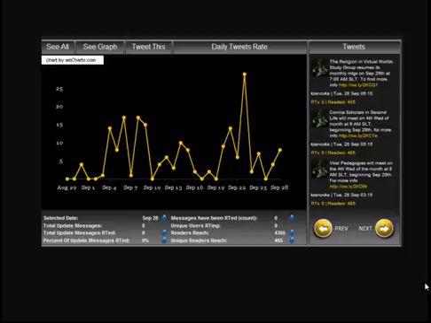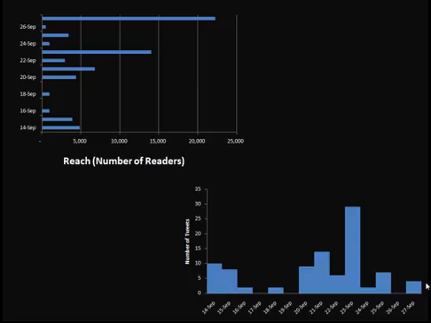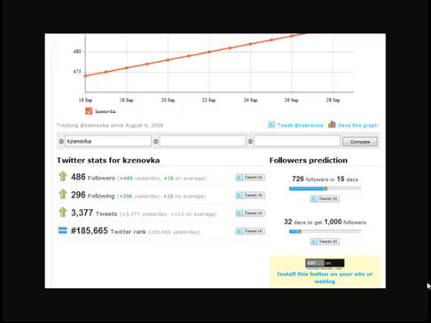This is a graphic of how my tweets went over the 2-week period. As you can see, I had quite a peak on September 23rd. And if you look at these graphs, where I took information from the other analytics, you'll see that on the 23rd and then again on the 27th, I had quite a spike when it came to tweeting. And this is the reach, the estimated number of readers. And these are the basics for my Twitter account: 486 followers, 286 following. My ranking, not so great.